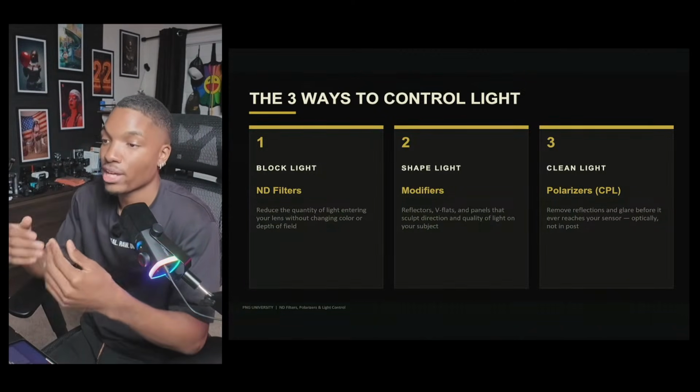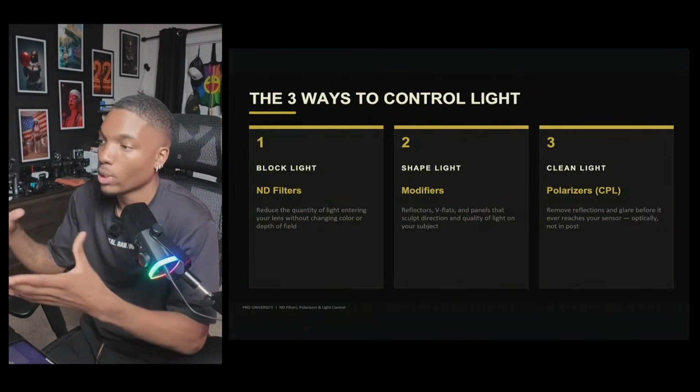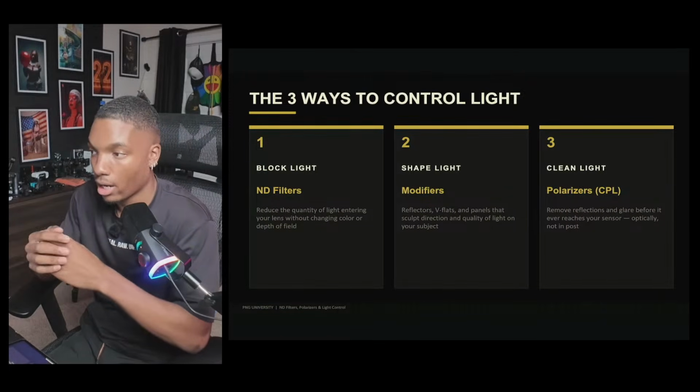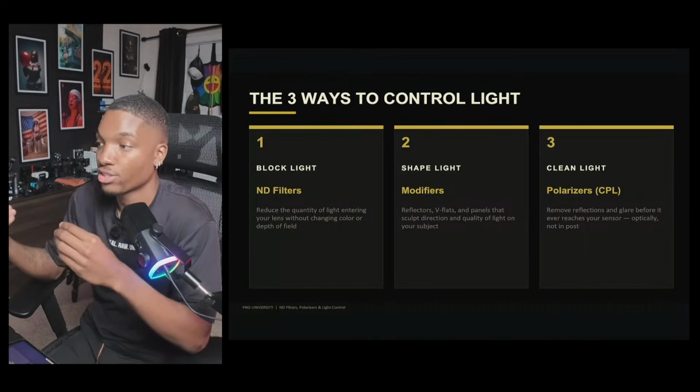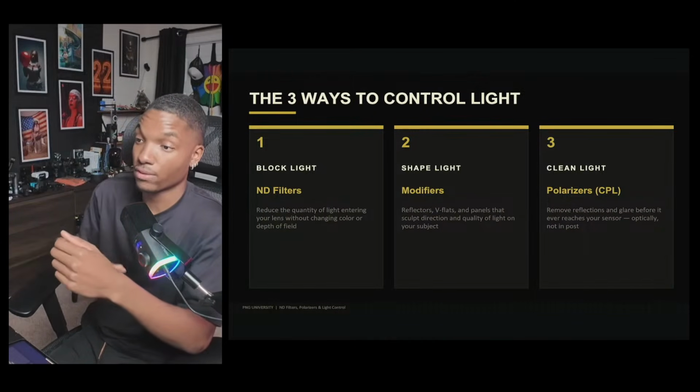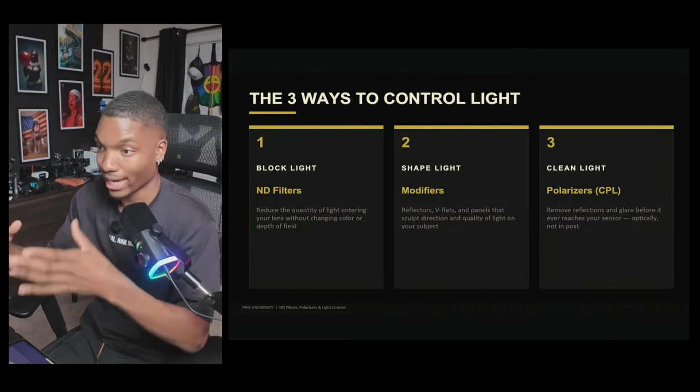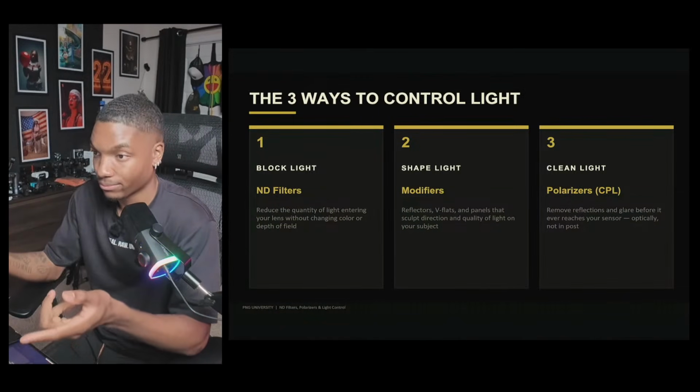But then you also have ways to clean up the light, right? You have polarizers, or you can call them a CPL. These things remove reflections and glare before it ever reaches your sensor. So before it even gets to your sensor for your sensor to process it, it removes that glare, so your sensor can't even see it, right?